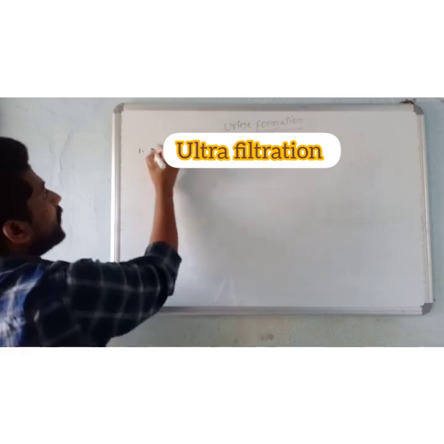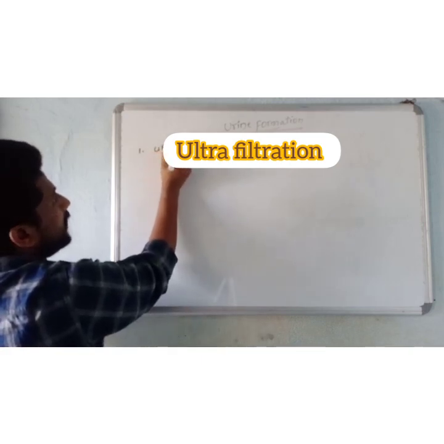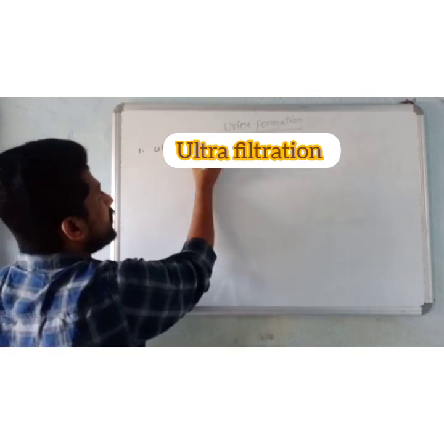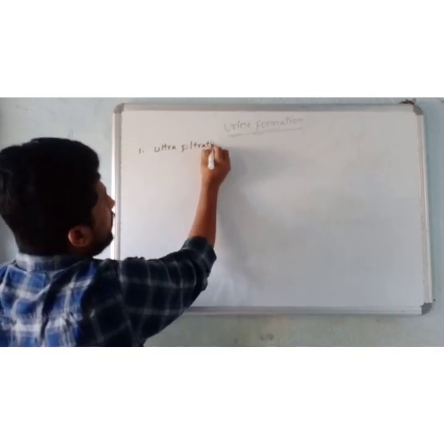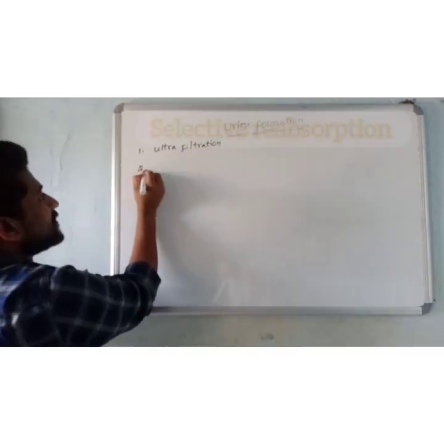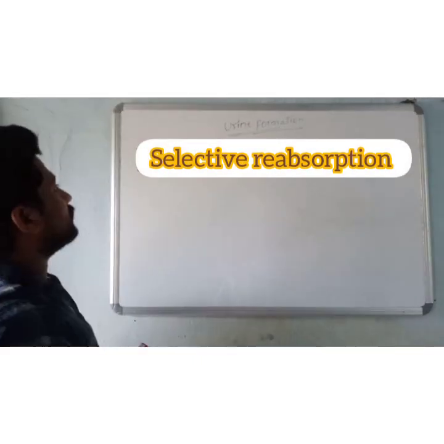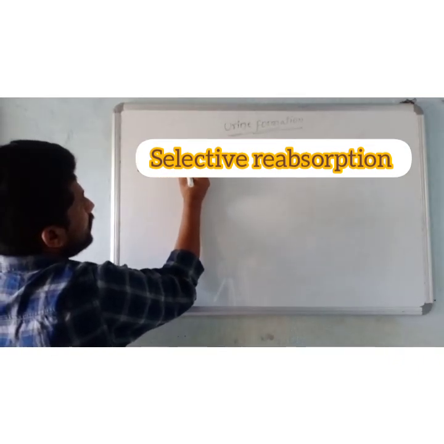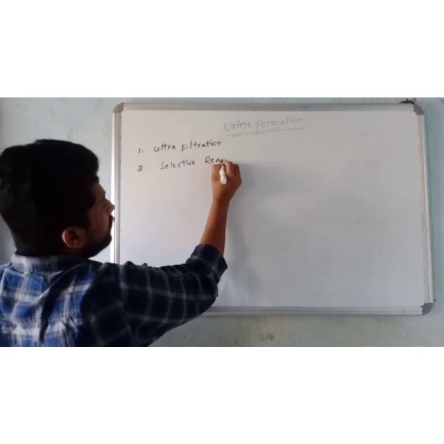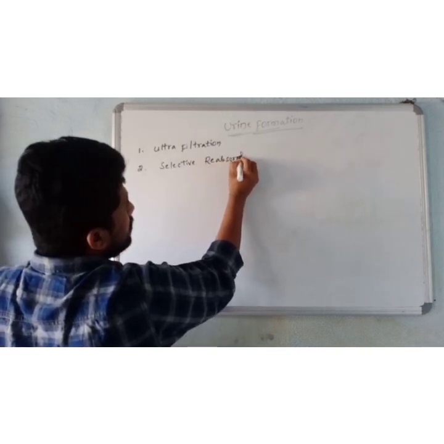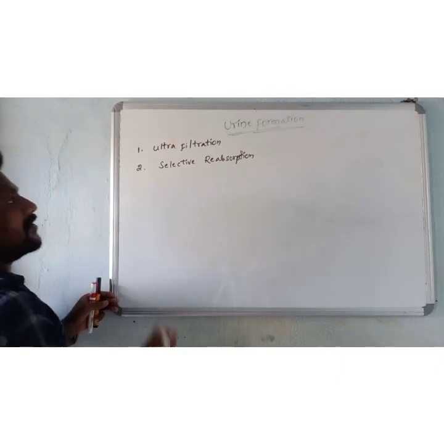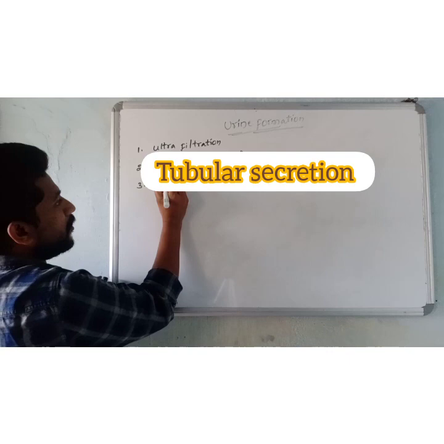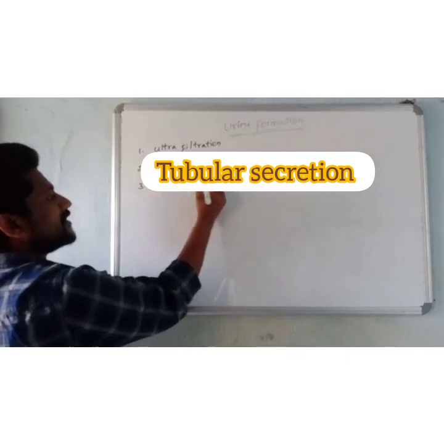First one, ultrafiltration. The first step in urine formation is ultrafiltration. The second step in urine formation, selective reabsorption. The third step in urine formation, tubular secretion.